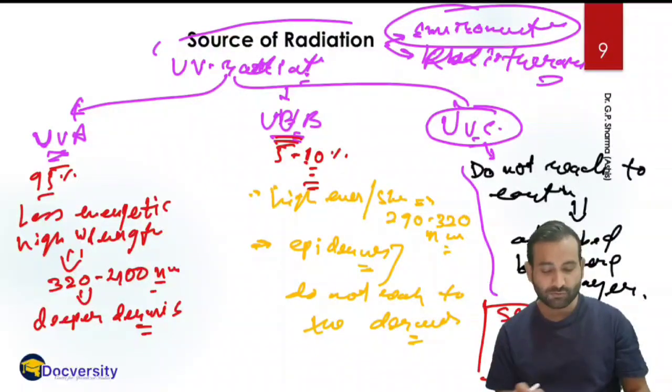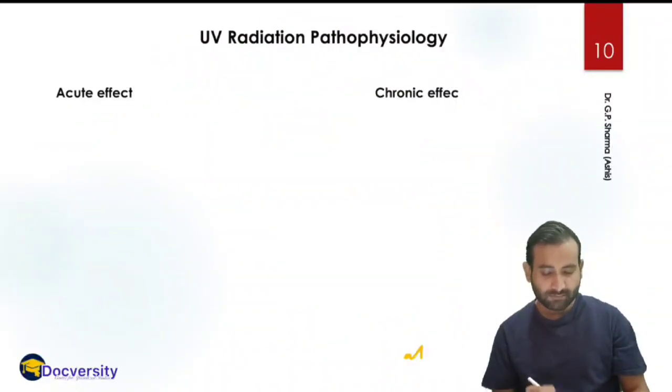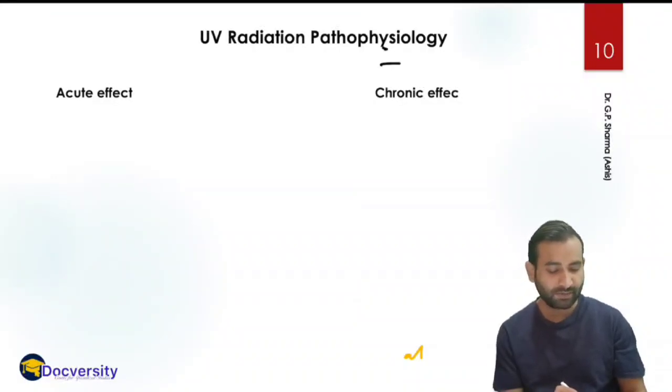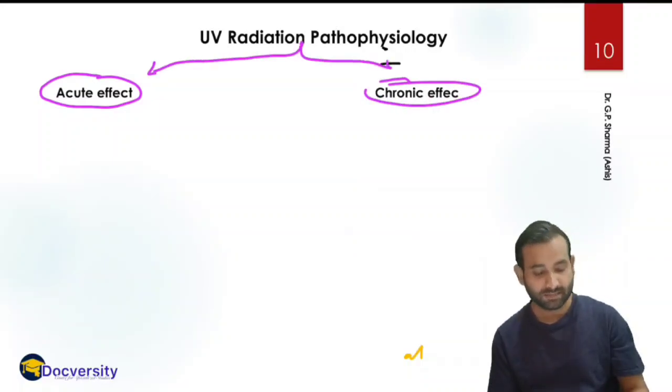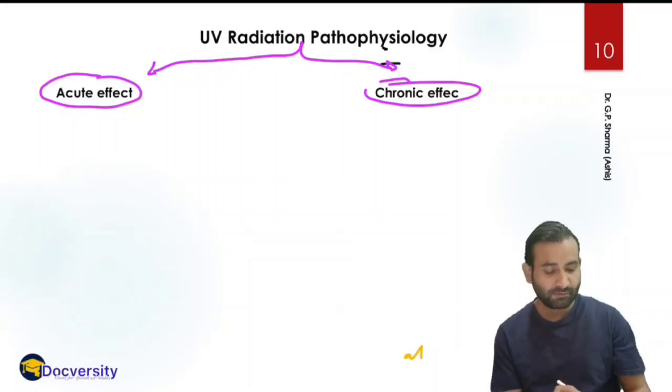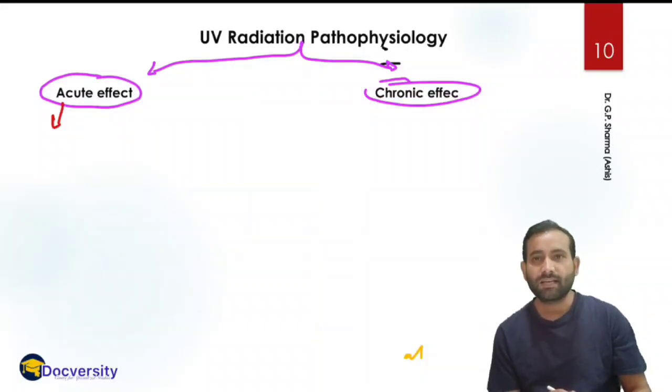So these are the UV radiations. What is the pathophysiology of the UV radiation? Look here. UV radiation produces acute effects, and then chronic effects. Let's see the acute effect of UV radiation. This UV radiation we discussed already. UV radiation C does not reach the Earth. UV radiation A and B reach the Earth, right? So UV radiation A, UV radiation B.